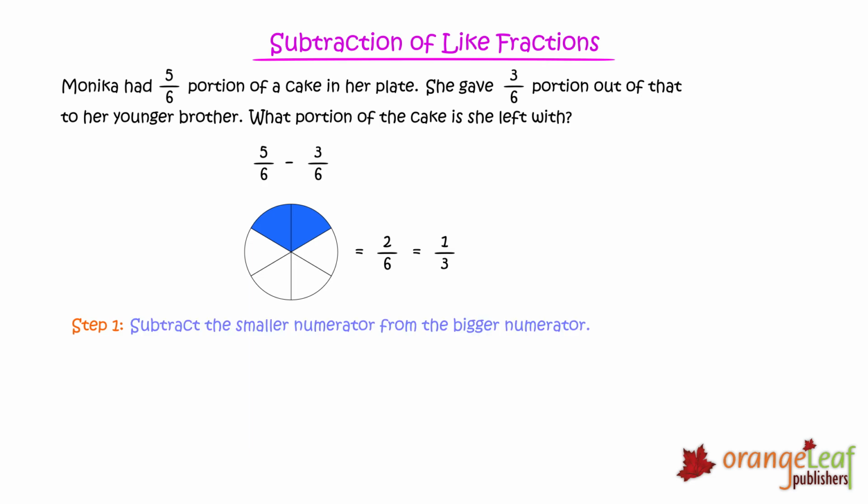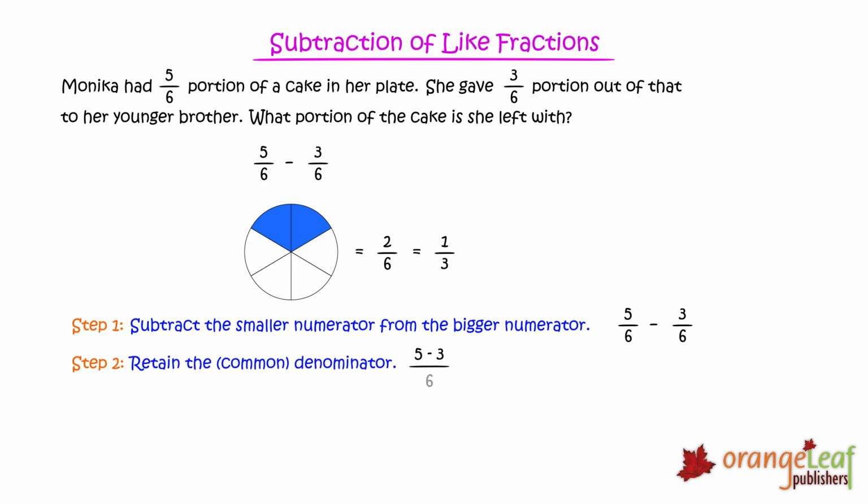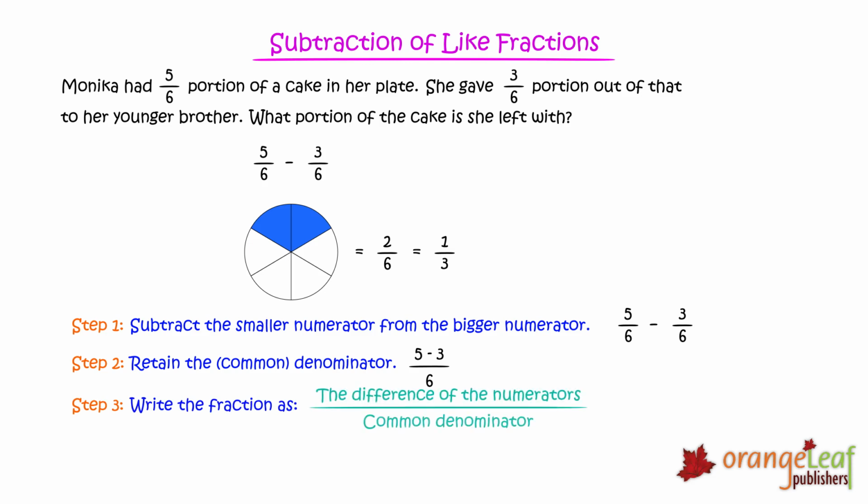Step 1. Subtract the smaller numerator from the bigger numerator. That is 5 by 6 minus 3 by 6. Step 2. Retain the common denominator. That is 5 minus 3 by 6. Step 3. Write the fraction as the difference of the numerators by common denominator, which is 2 by 6. When we cancel it, we get the answer as 1 by 3.